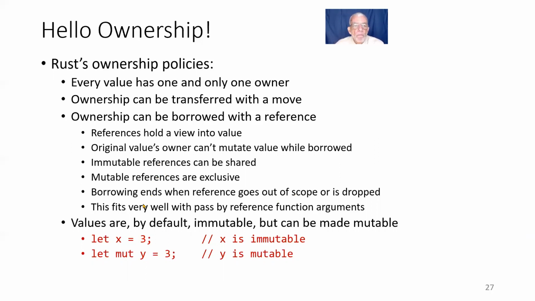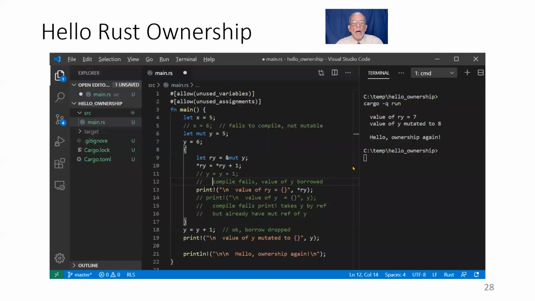This fits very well with pass by reference function arguments. Values are by default immutable, but can be made mutable. This is immutable. This is mutable. And here's another quick view. There's some details here.